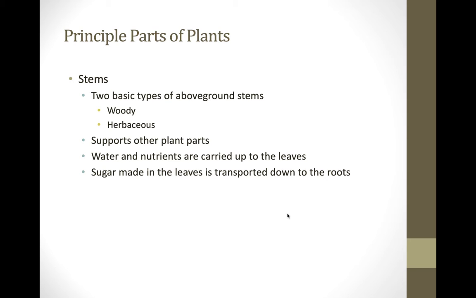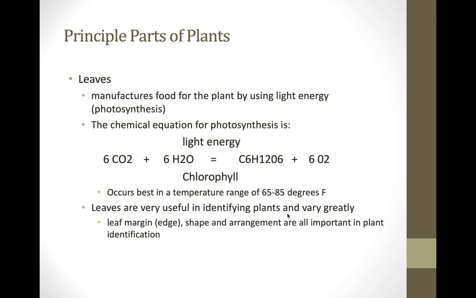So whenever we're looking at stems, you have two basic types. You have woody stems, which are like trees and shrubs, and then you have herbaceous stems, which are those plants that are typically going to be more green, and they're going to have more water filled, and they're going to be more tender. They're going to support other plant parts, and again, they're that whole transportation system. The sugar is going to be made in the leaves. It's going to be transported through those stems and going to be stored down in the roots.